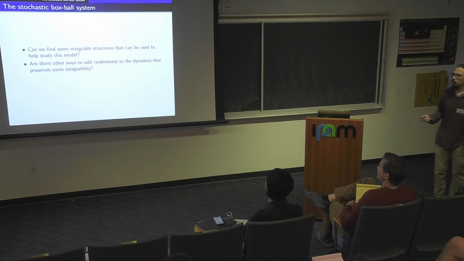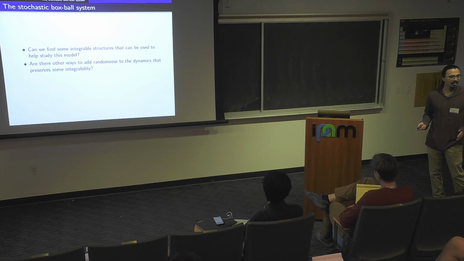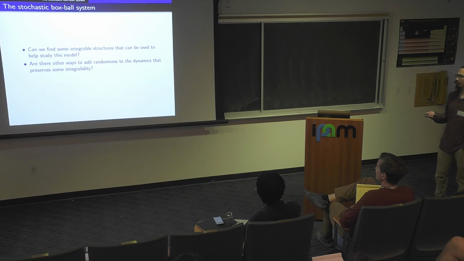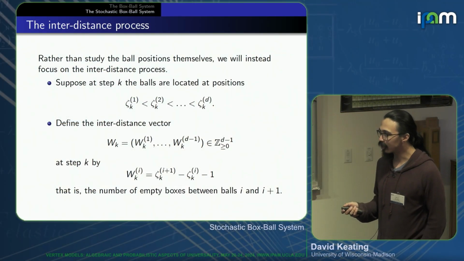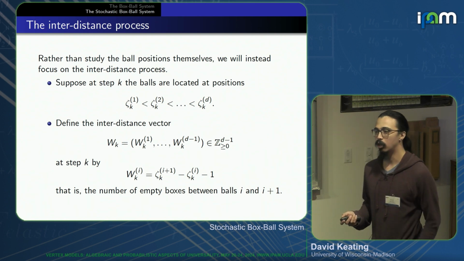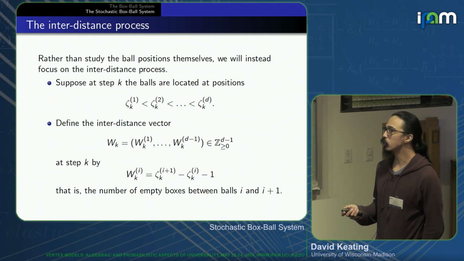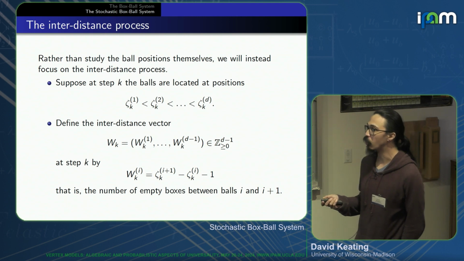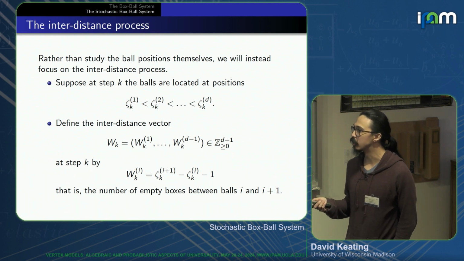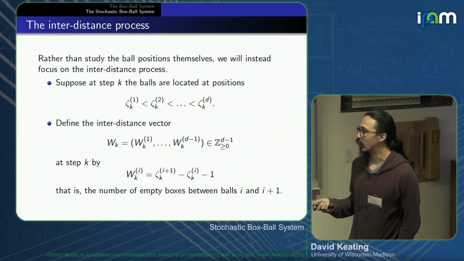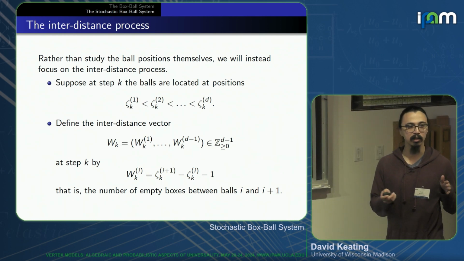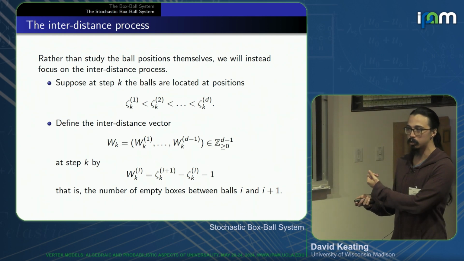Okay. So this is what we wanted to do. We didn't quite succeed, but now I'll start talking about what we actually did. With the model we have, what can we say? Rather than looking at the ball positions, I want to look at the spacing between them. If my ball positions are at zeta 1, zeta 2 to zeta d, I want to look at the gaps, zeta i plus 1 minus zeta i minus 1. This just means the number of empty boxes between pairs of balls.